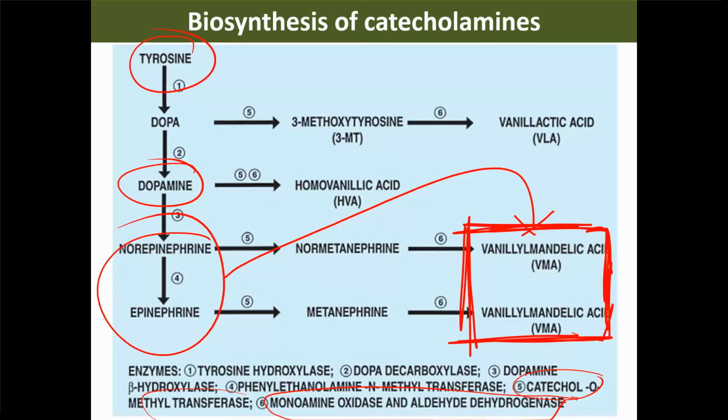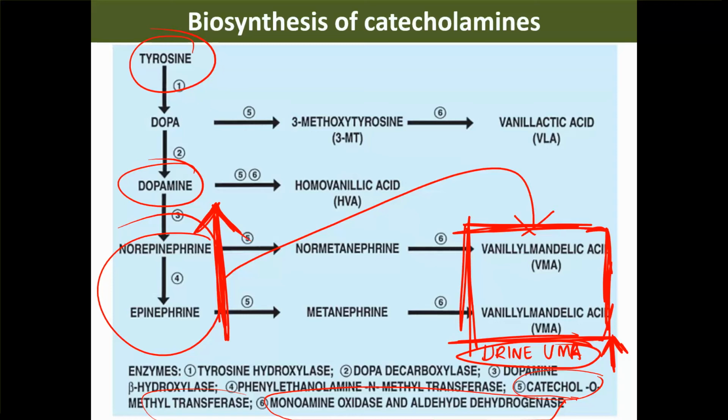Why? Because it is measured in the urine. We measure urine VMA level. If urine VMA level is increased, which means the epinephrine or norepinephrine is increased, then you should know why the epinephrine or norepinephrine is increased.